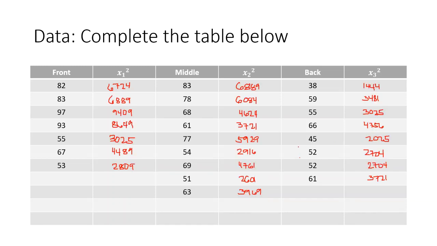After we have solved for the squares of the front, middle, and back, we have to find the summation, or the total, of the data. The summation of x for the front is found by adding all of these together. That is 530. The summation of x squared is 41994. For the middle, the summation of x sub 2 is 604, and the summation of x squared sub 2 is 41494. For the back, the summation of x sub 3 is equivalent to 428.